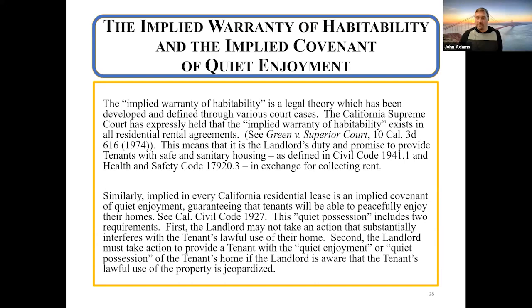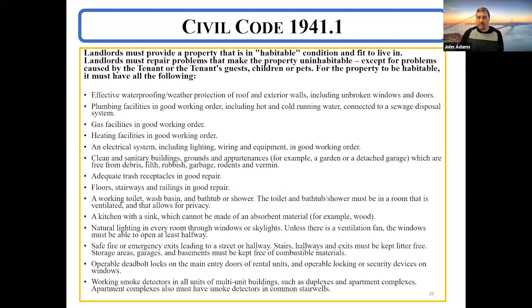The first of these, or one important of these direct pieces of legislation, is Civil Code 1941.1. El primero de estos cosas importantes es el Código Civil 1941.1. It defines certain conditions that the landlord is responsible for maintaining to create a habitable unit. Define varias condiciones que los propietarios deben de mantener para que la unidad sea habitable.